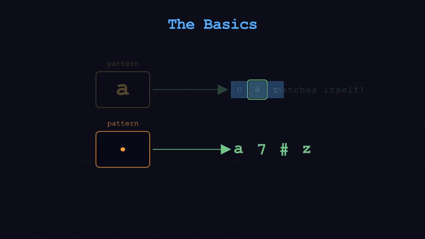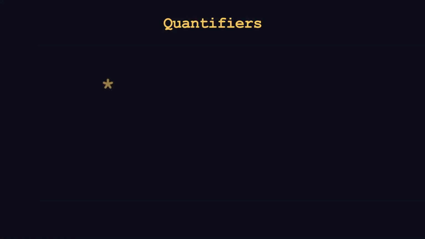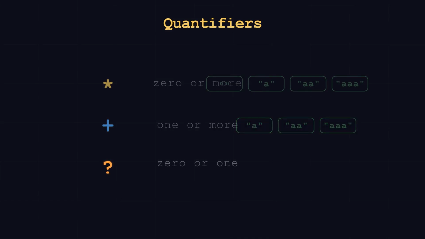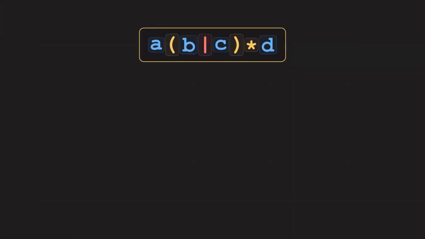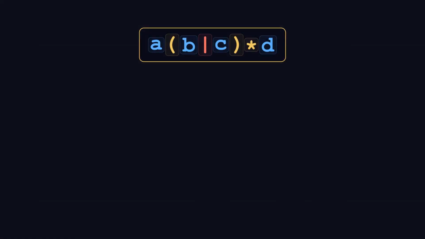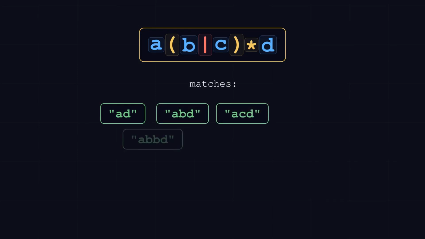But then you add quantifiers. A star means 0 or more. A plus means 1 or more. A question mark means 0 or 1. Now things get interesting. Parentheses create groups. A pipe means or. So the pattern, the letter A, open paren, B pipe C, close paren, star, D, this matches each of these strings and infinitely more.